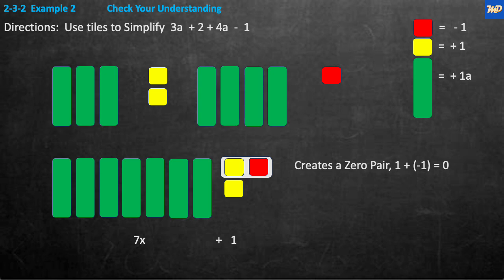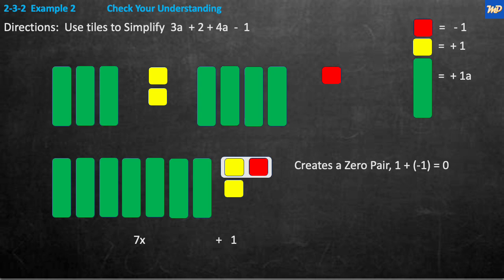Okay, example 2, check your understanding. Like we did before, I'm going to tell you to pause the video and see if you can solve this on your own as you're looking at it. And then when we come back, we'll address it together. But the directions say, use tiles to simplify 3a plus 2 plus 4a minus 1. Okay, so why don't we go ahead and do that? Stop the video and see if you can make it. You've got the answer right in front of you, but take a look at it and see if you can figure it out without looking at the answer on the bottom of the slide.